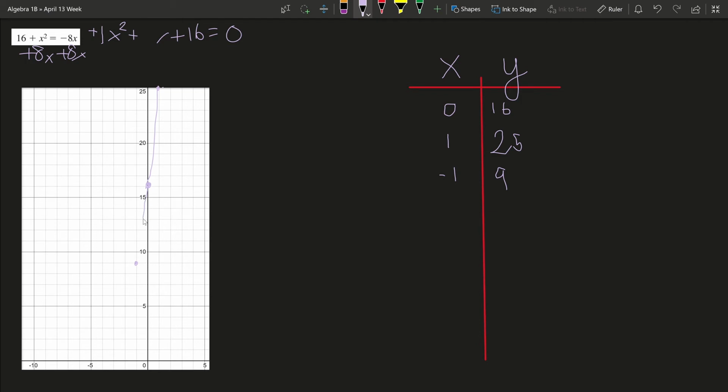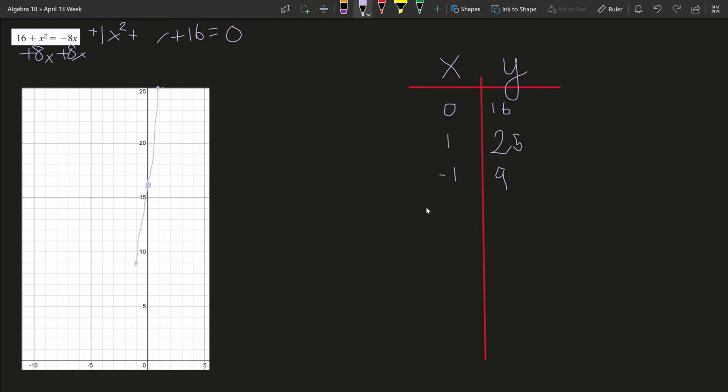Alright, so our graph's taking a little bit more of a shape now. So we still know it's to the left side, so we need to keep going. But since it's taking a while, and I'm noticing a pattern here, right? These numbers are all squares. 16 is a square of 4. 25 is a square of 5. And 9 is a square of 3.